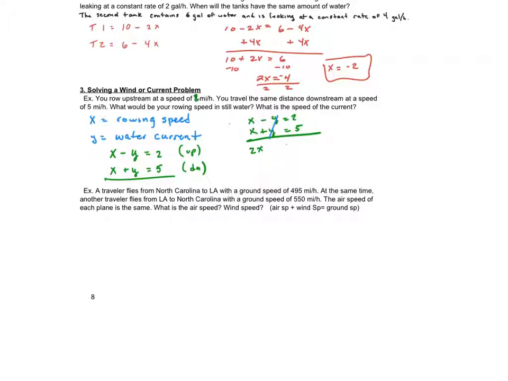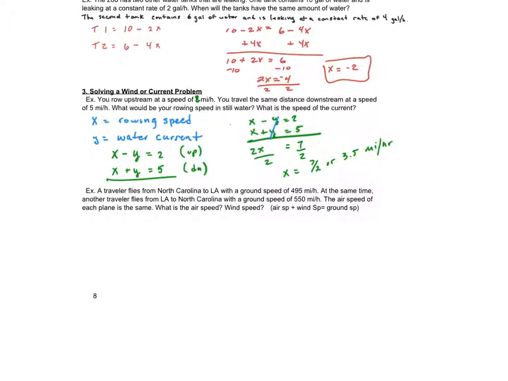I'm going to have 2x is going to be equal to 7. Divide both sides by the coefficient, and x is going to be 7 over 2, or 3.5. So I was able to find the, not hours, sorry, 3.5 miles per hour. And that is x, and we said x was the rowing speed, so that's how fast you're rowing, 3.5 miles per hour.